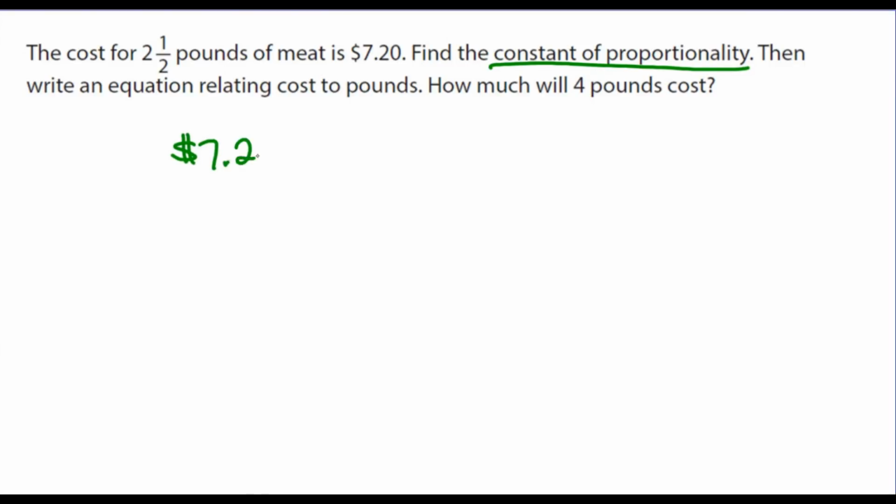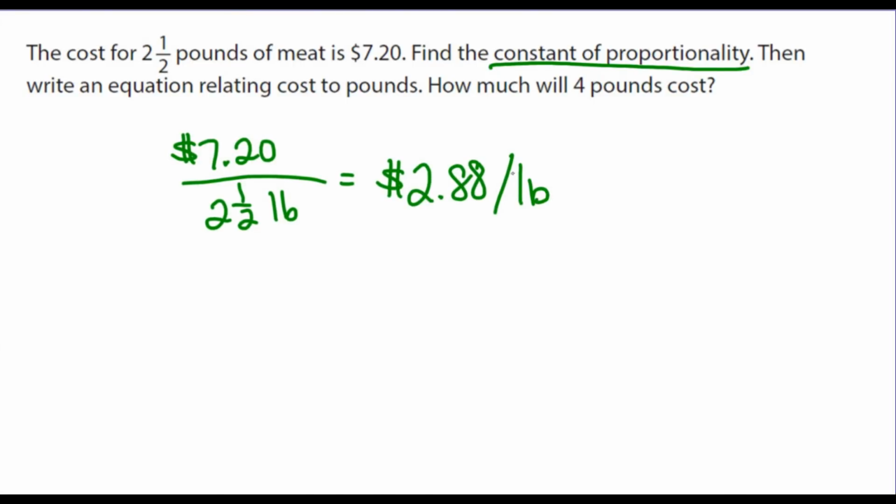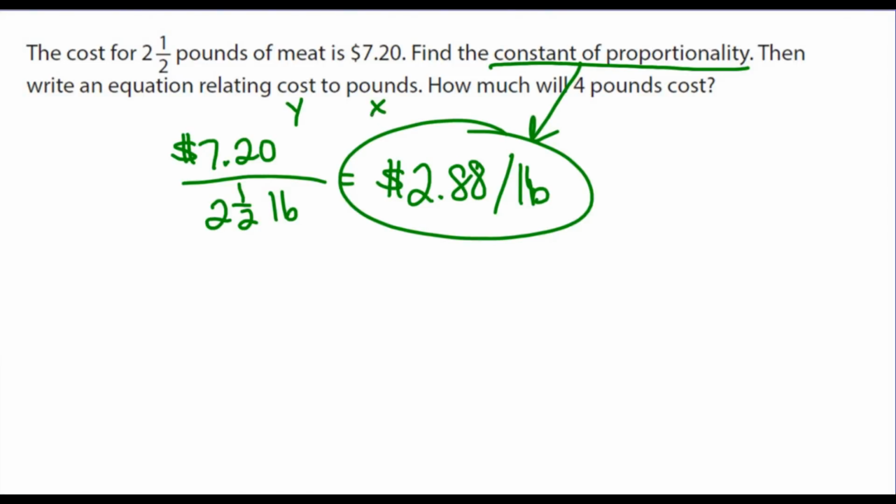So I'm going to take $7.20 divided by 2.5 pounds, and that gives me $2.88 per pound. That is my constant of proportionality, $2.88 per pound. So what equation would we use to find the cost for any number of pounds? Well, cost would be our dependent variable, and the number of pounds we purchase would be our independent variable. So the equation would be cost is equal to $2.88 times x, which is the number of pounds.